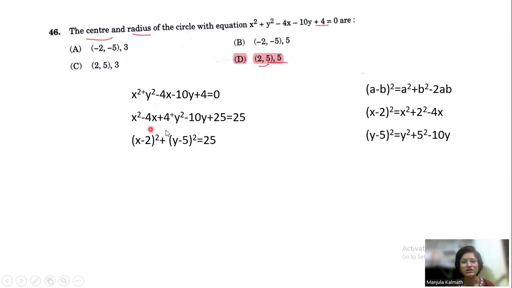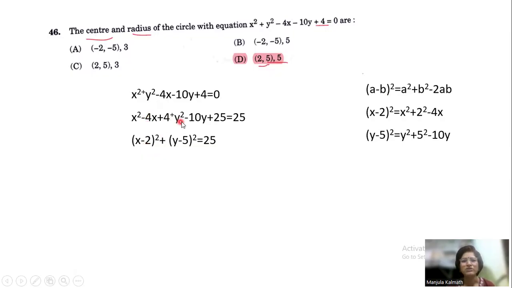Just notice the equation. If I expand it, (a − b)² is a² + b² − 2ab. Like that only, here we have x² − 4x + 4, which means this whole term I can convert into (x − 2)². So (x − 2)² is nothing but x² − 4x + 4. This term we will take.